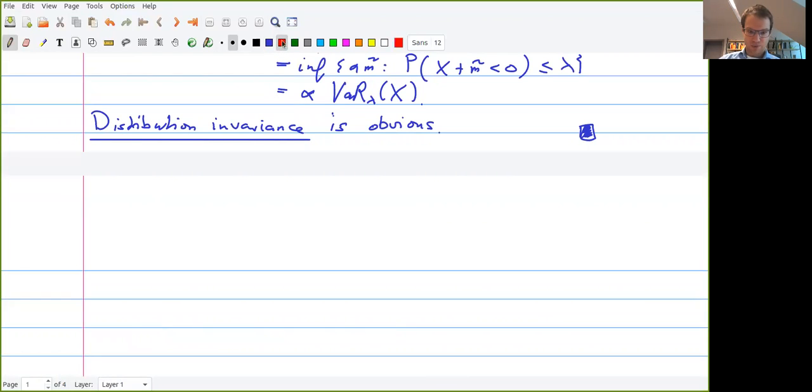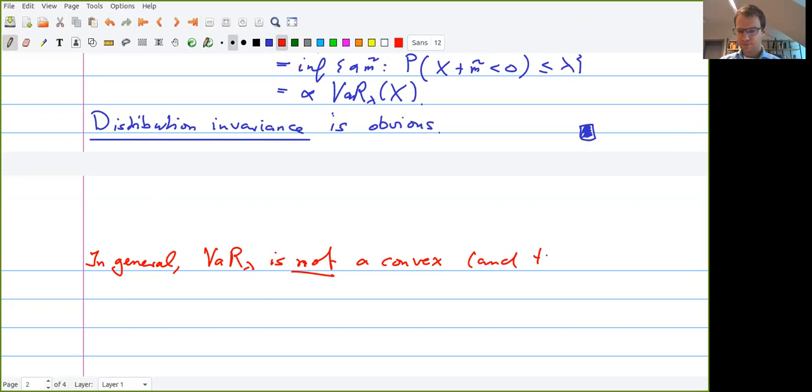All right, now one warning. The value at risk is not convex and as such not coherent. I mean, for coherence, we have the positive homogeneity, but we are not convex in general, so it cannot be a coherent risk measure.